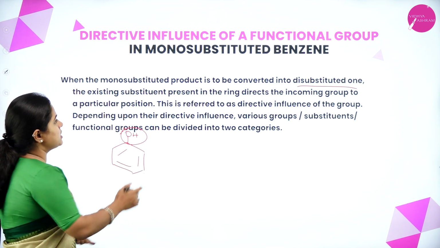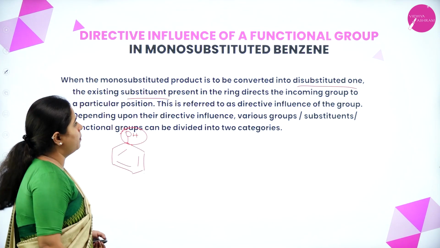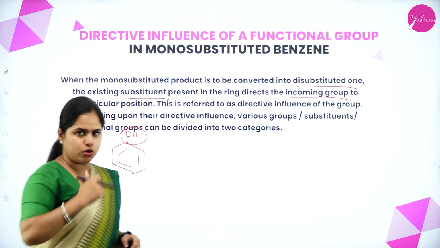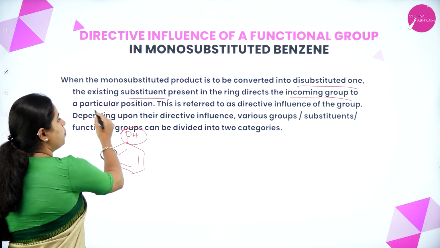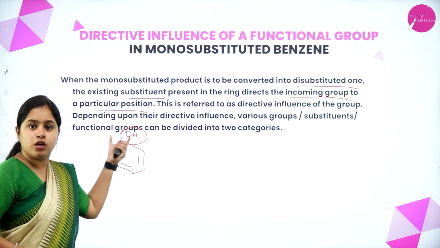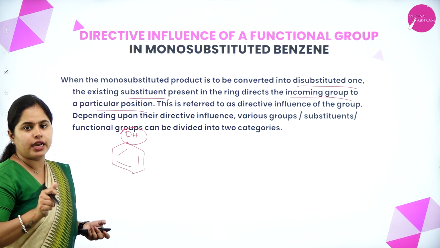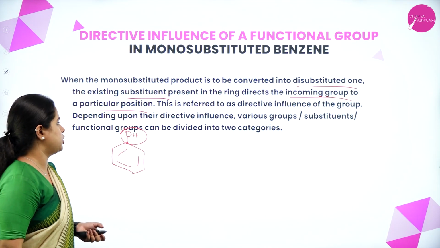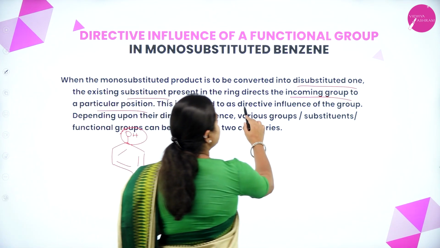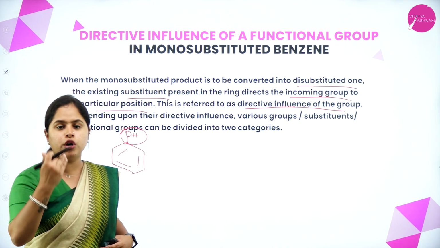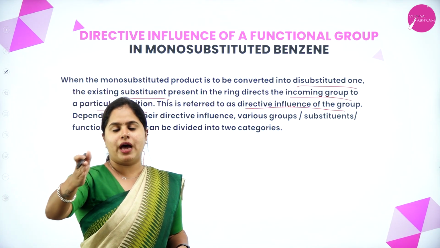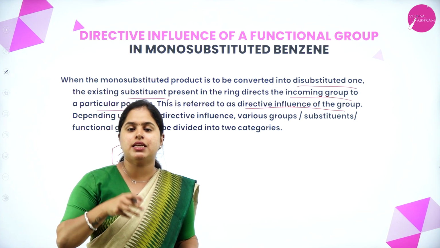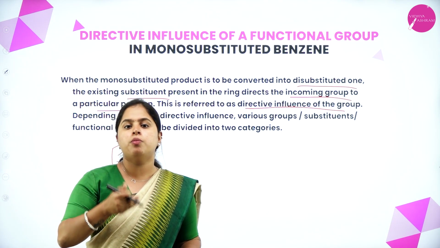The existing substituent, whichever is already present on the benzene ring, directs the incoming group, whichever group is going to be substituted, to a particular position. So the group which is present here will decide to which position the incoming group will go, whether it is ortho, para or meta position. This is referred to as the directive influence of the group, because it directs the incoming group to ortho, para or meta position. Whichever group is already substituted on the benzene decides where the next incoming group will go.